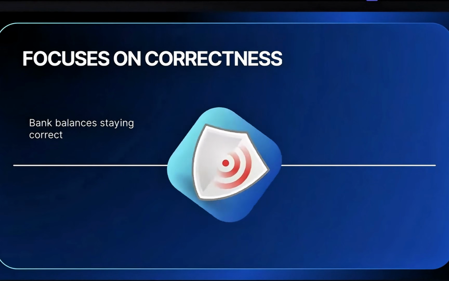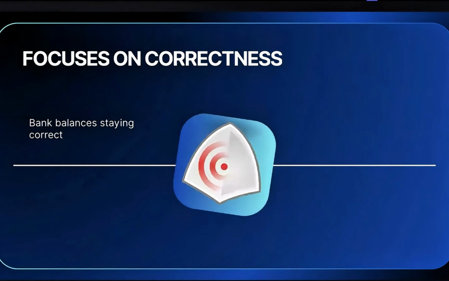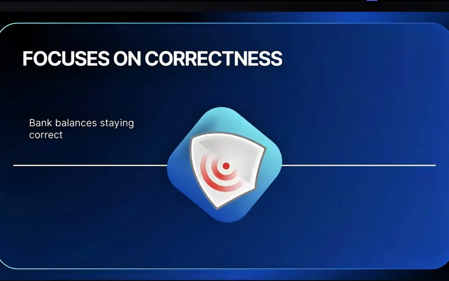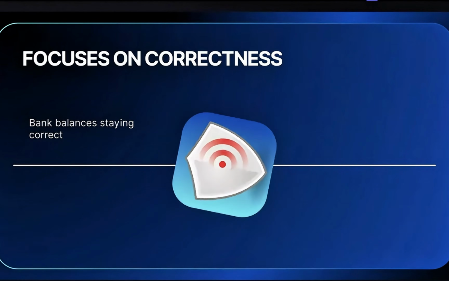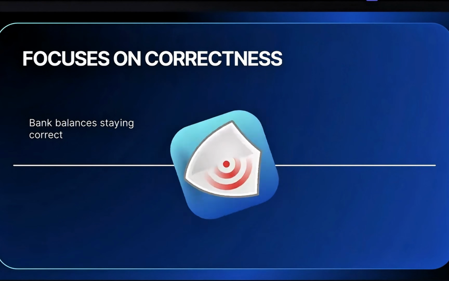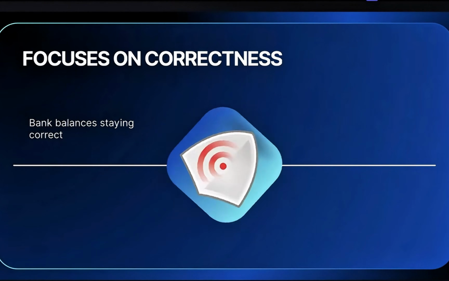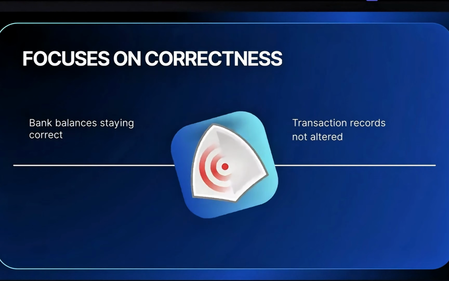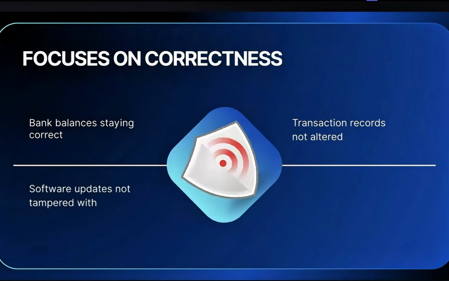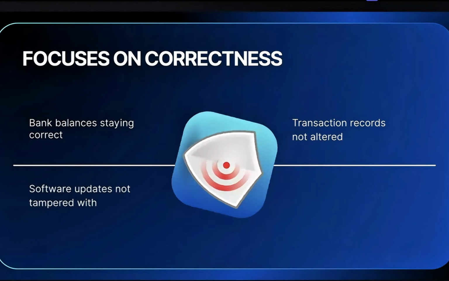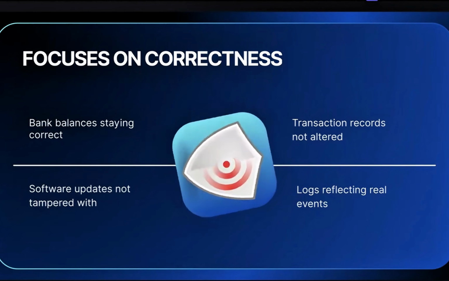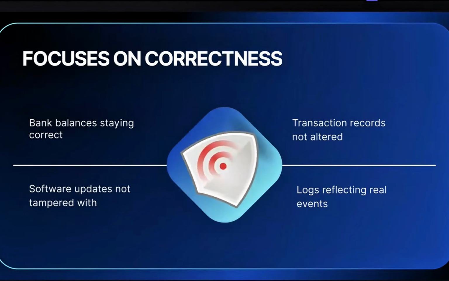Not that I checked my bank account balance in the morning and I'm seeing, let's say, $10, and in the evening I'm seeing $0 without performing any transaction. That is lack of integrity. So, when bank balances stay correct, that is integrity. Also, when transactions are not altered, that is integrity. Also, when we have software updates that are not tampered with, and when system logs are reflecting real events and are not tampered with, that is integrity.